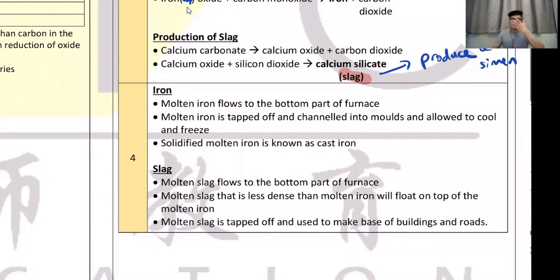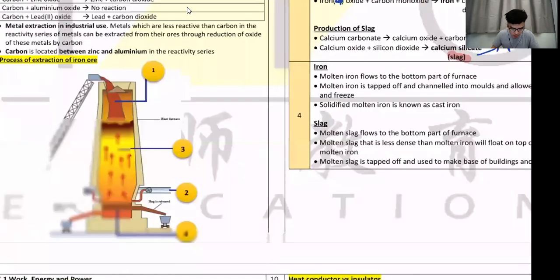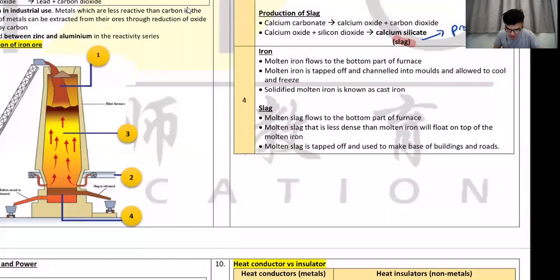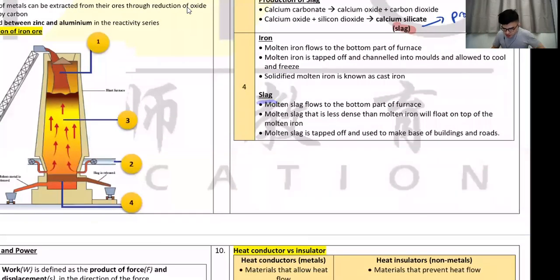So that's the function of the slag. So slag is one of the major components in cement. Without slag, you cannot make cement. So that's the nice thing about this thing. So not only you are producing iron, you are also producing a raw material for cement. Okay, you learned this in April already, I'm sure. All right. So as you can see, the molten iron flows to the bottom of the furnace. Okay, and then they are channeled into molds to cool and freeze, and then you get pure iron. And then of course the slag, we use it to make base of buildings and roads. Mostly is cement.